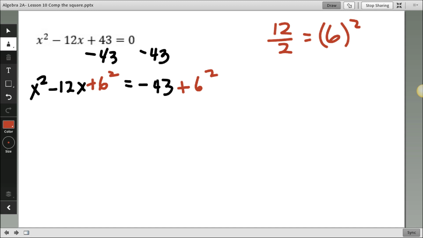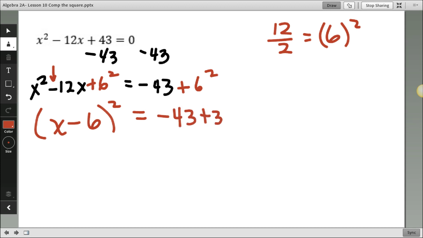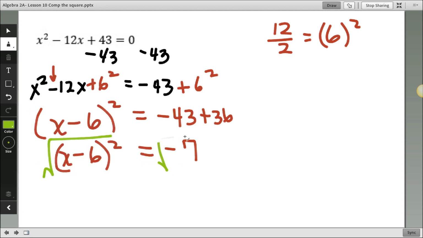So over here on the left, we're going to end up with x, this time minus 6. The minus comes from that sign. And that's squared. On the other side, we got negative 43 plus 36. So x minus 6 squared, and over here, we've got negative 7. Now at this point, we've got a negative value. So that means in this particular example, we're going to end up with an imaginary answer, a complex solution.